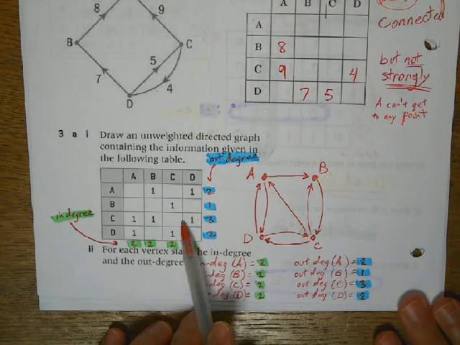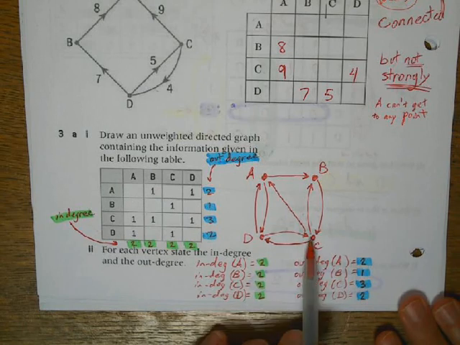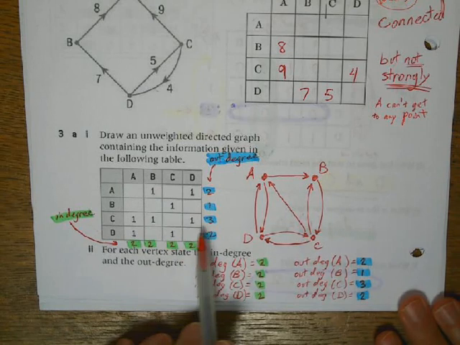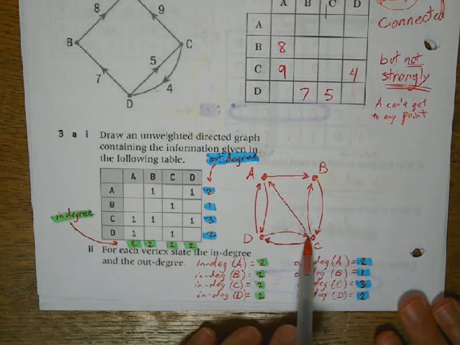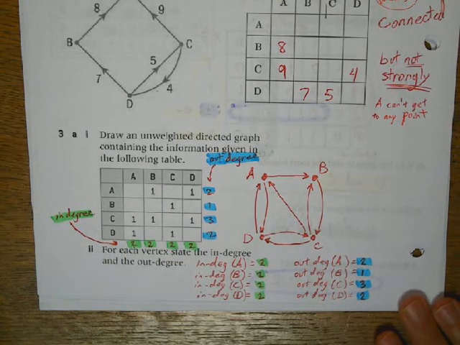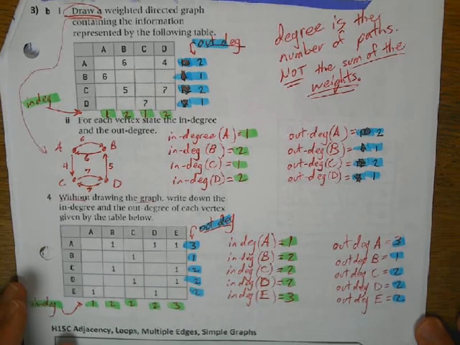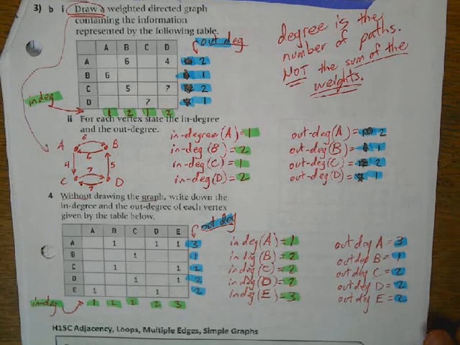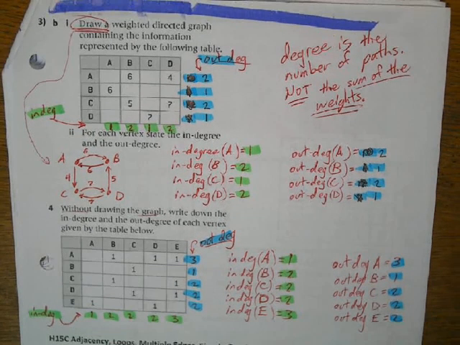Out degree of C is 3. 1 going out, 2 going out, 3 going out. And in degree to C is 2 because this one's going in and that one's going in. Okay, you may want to hit pause and check your work. Let me know if I've made any mistakes.